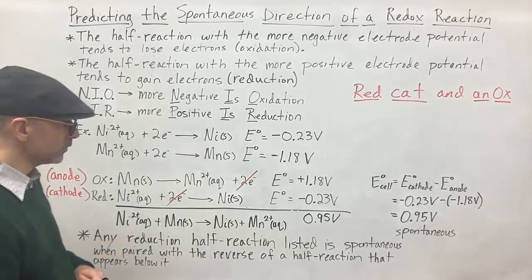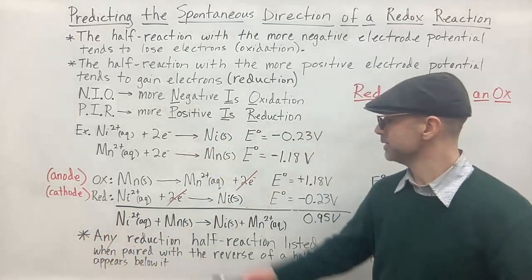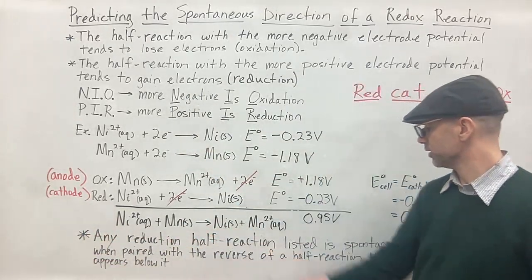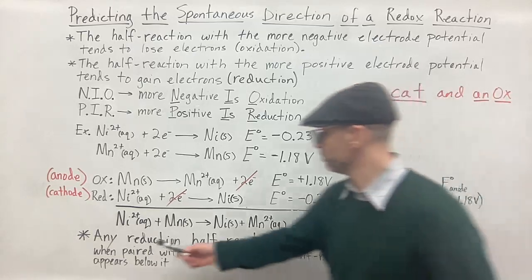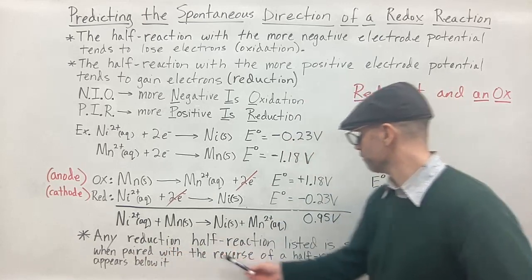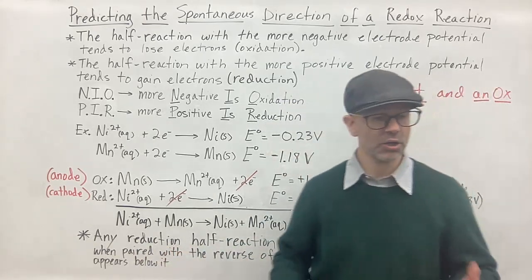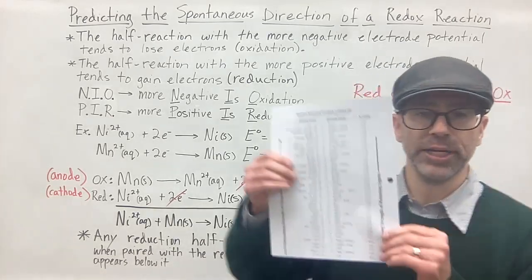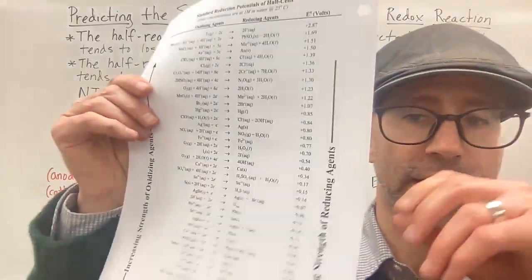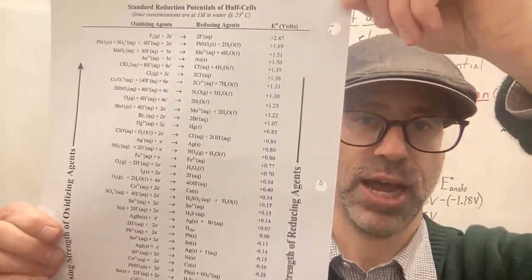Okay. So the key thing here is any reduction half reaction that's listed is spontaneous when you're paired with the reverse of a half reaction that appears below it. So another thing we could look at, what is this referring to? Well, it's referring to this sort of thing right here. So you'll notice that this is a list of the standard reduction potentials of half cells.